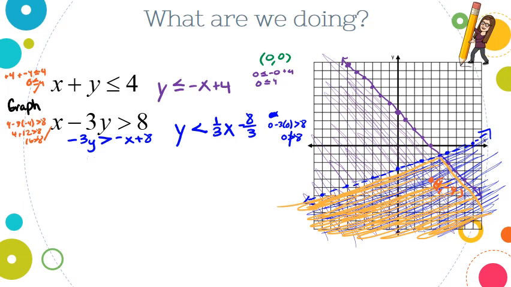Some students ask, can I just pick a test point and see where the double shade is right away? Now, I prefer that you take care of each individual linear inequality first. I want to make sure that you understand that more simple concept before jumping into the more complex.